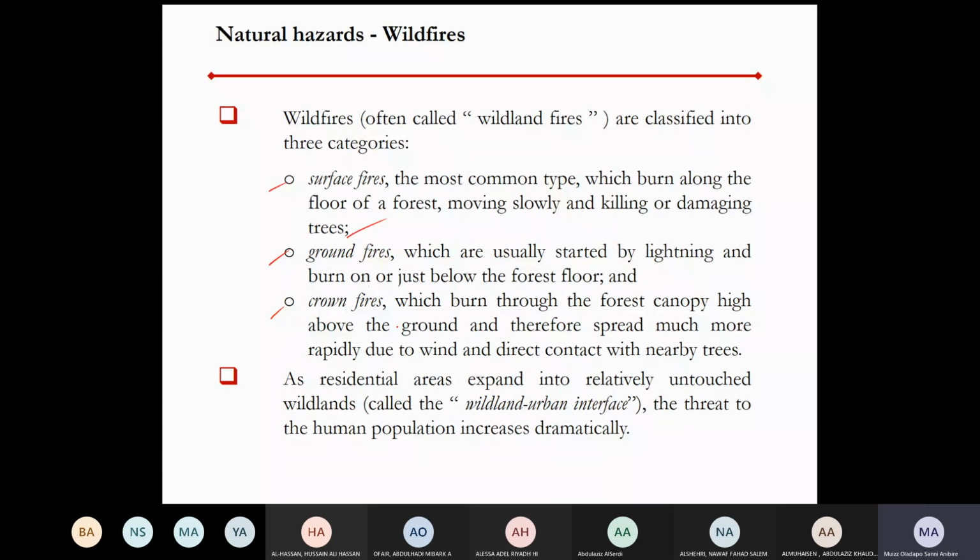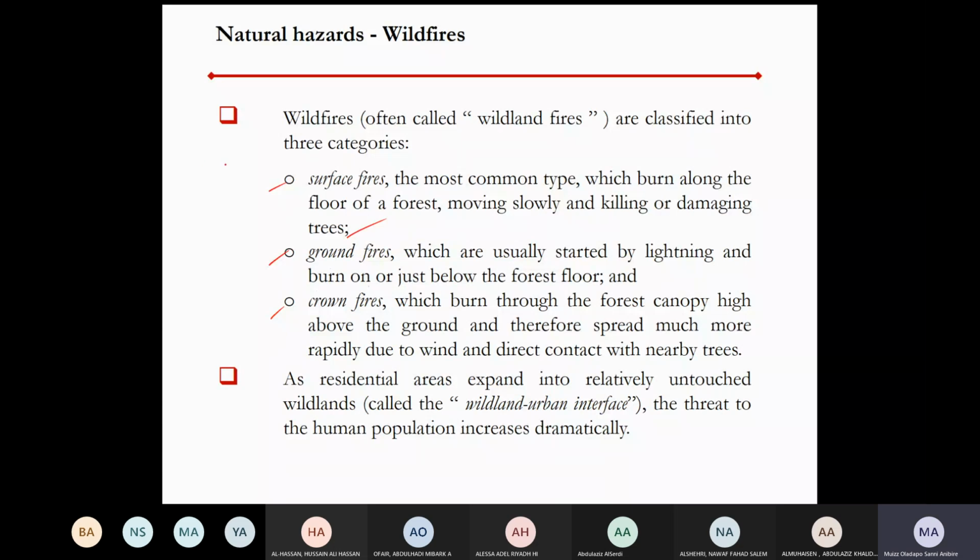All right. Crown fires burn at the trees, the forest canopy, which is the top of the trees of the forest, high above the ground. And therefore, they spread much more rapidly due to wind and direct contact with nearby trees.